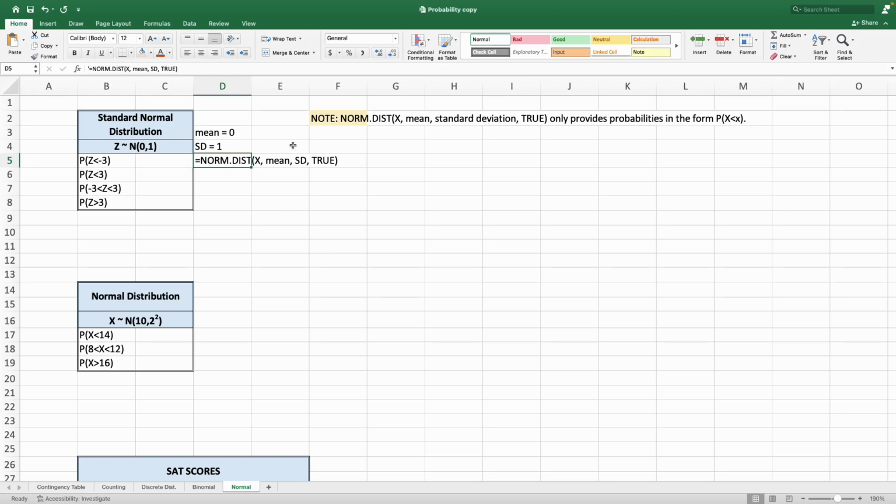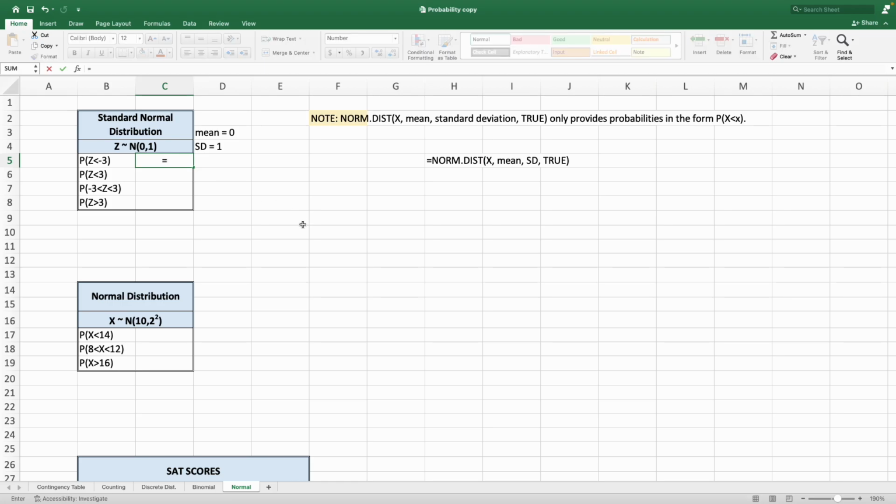Let me maybe move this over a little bit. So let's do equals norm.dist, open parenthesis. So we want less than negative 3. So I'm going to say negative 3, comma, our mean is what? 0, comma, standard deviation is 1, comma, and then we want to write true. Close parenthesis, click enter. We get 0.0013. So again, if you go back to the lecture notes, you'll see that we got something just like this.